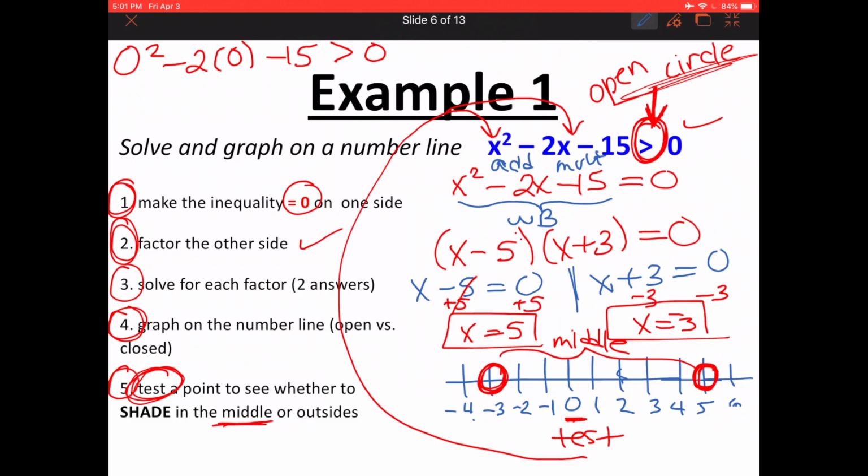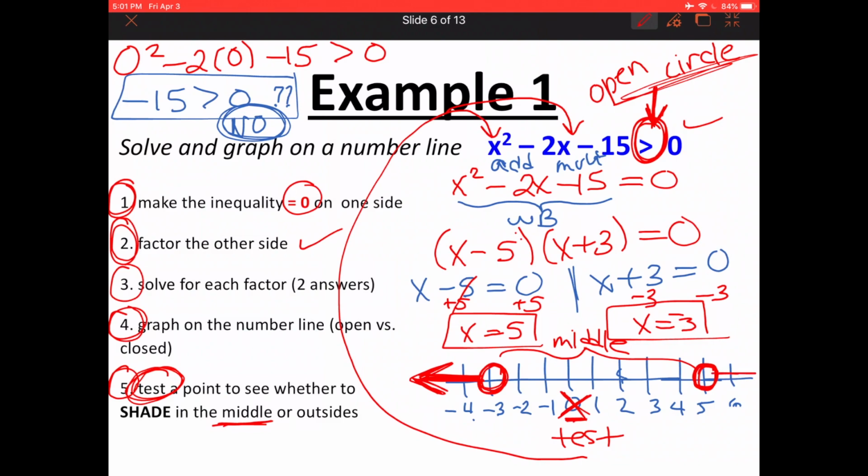So what I end up with is -15 is greater than 0. Is this true? And the answer is no. -15 is not greater than 0. So that means 0 does not work. So I do not want to shade the middle. So that means I want to shade going to the left and going to the right. Okay? And my graph is my final answer.